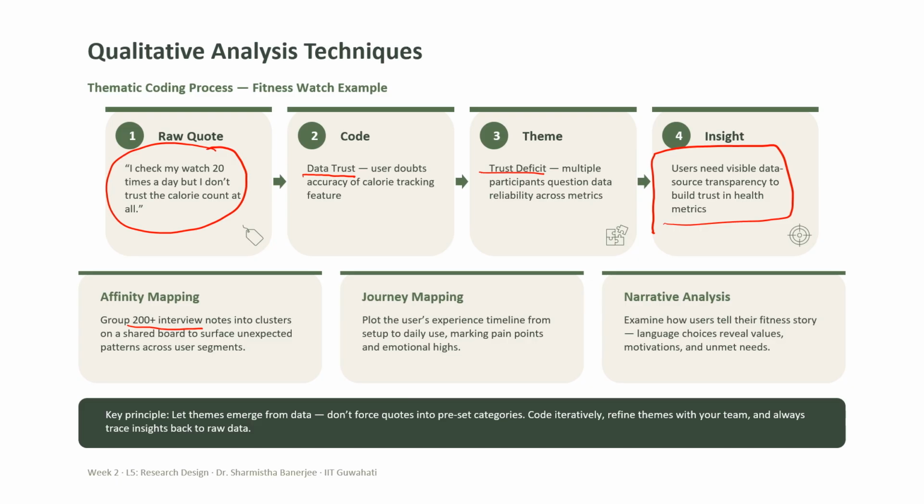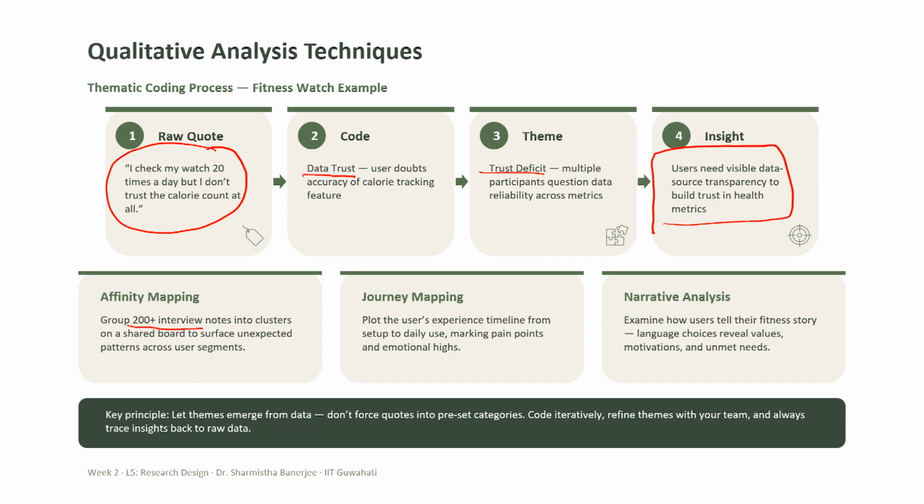So in qualitative research, the key idea is let the themes emerge from the data. Don't force courses into preset categories. Code iteratively, refine themes with your team, and always trace insights back to the raw data.